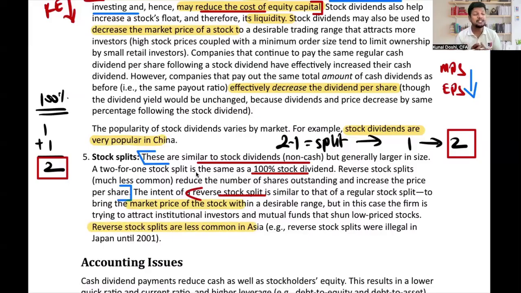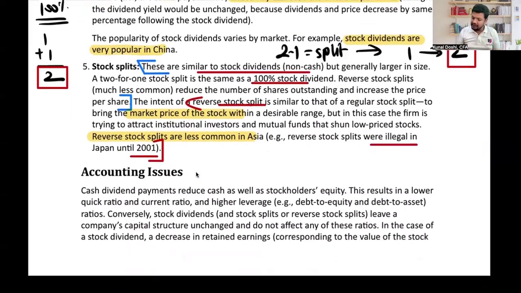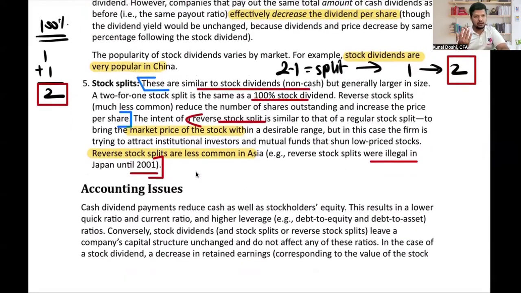They are very less likely done, especially, as I said, in Asia, we use more of stock dividends, stock split or reverse stock split rather. Reverse stock split is rarely done in many countries. And in fact, ironically, it was even illegal in some of the countries like Japan before a particular period of deregulation. So stock split is common, but reverse stock split is not common. Got it? Everyone? Clear?